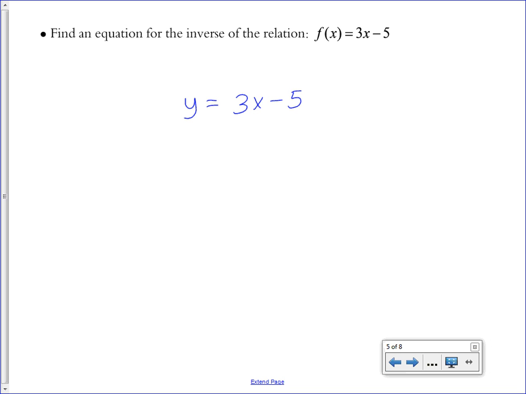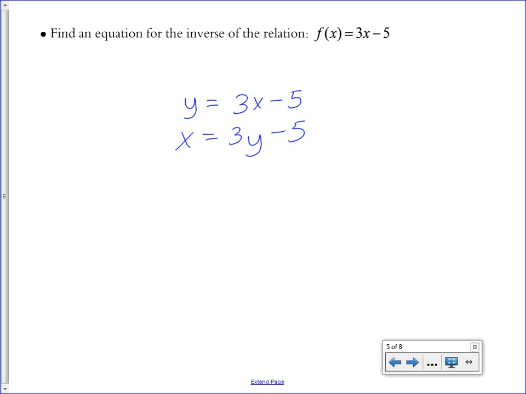And then we know that an inverse means all the x's and y's are switching places. We're reflecting it over the line y equals x. X's and y's are switching places. I am physically going to switch the place of x and y. And that's actually my inverse function. But it's not written in the right order right now.